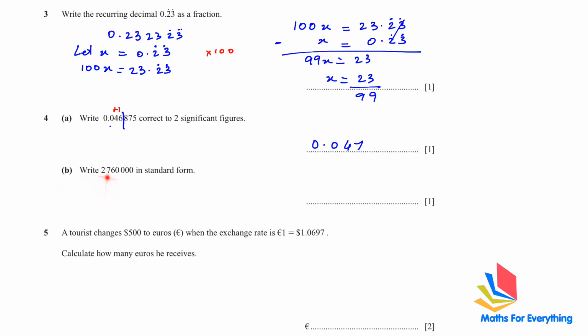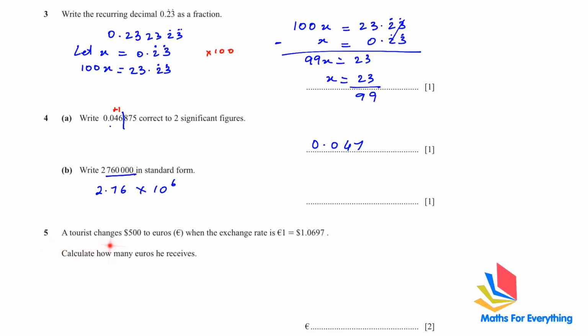Part B, write 2,760,000 in standard form. So 2.76. There should be only one number before the decimal. Multiply by 10. And we count all these digits. There are 6 digits. So to the power of 6.